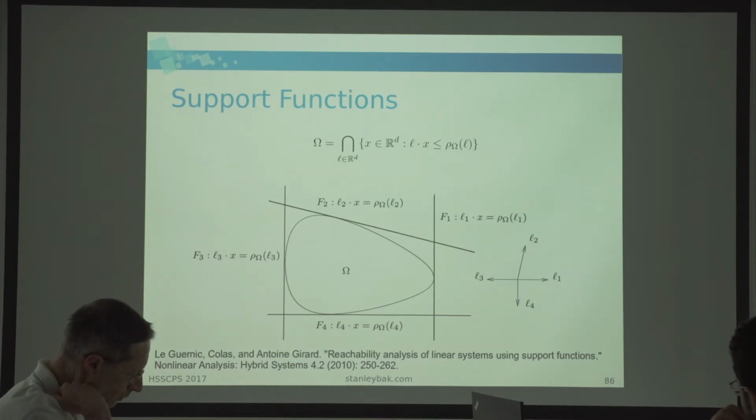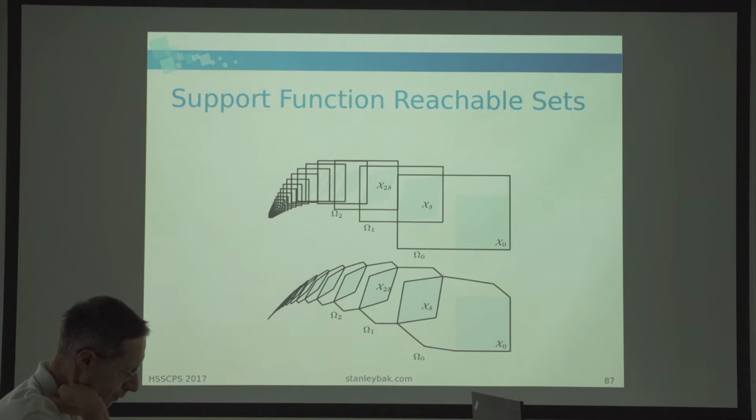So this would be shown here as a set of states I'm tracking, and then I have 4 directions that I care about, and I maximize in those 4 directions, and I get 4 lines, and then I measure those from the origin to get the value of the support function. So you can use support functions to encode reachable sets.